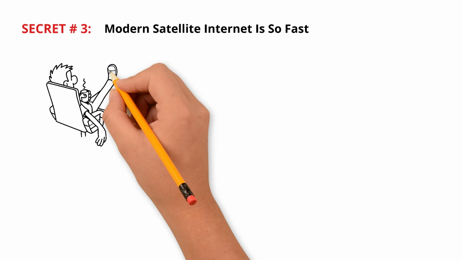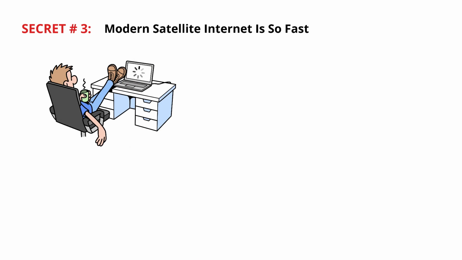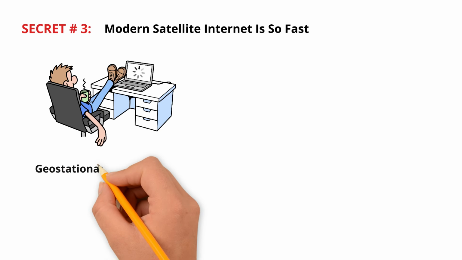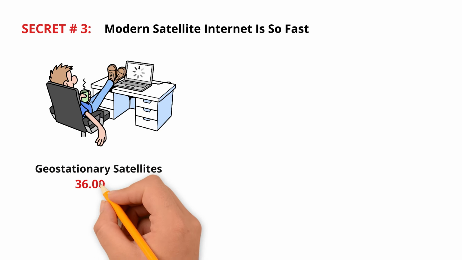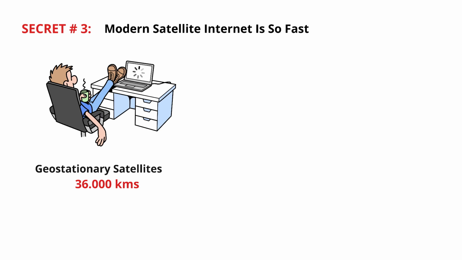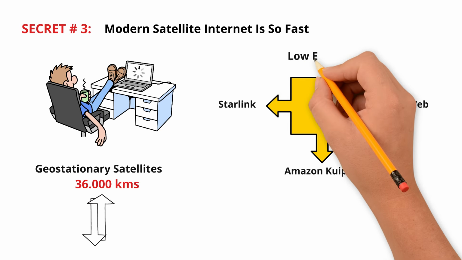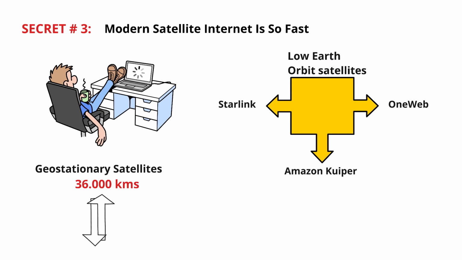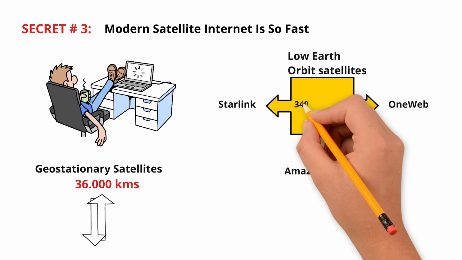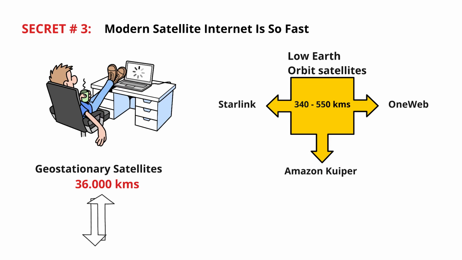Secret number 3. Modern satellite internet is so fast. You might remember some years ago when satellite internet used to be slow, with long delays. That's because older systems used geostationary satellites, orbiting 36,000 kilometers above Earth. Signals had to travel that distance up and down, causing huge lag. But now, companies like Starlink, OneWeb, and Amazon Kuiper are changing the game. They use low Earth orbit satellites, also called LEO, which orbit much closer, between 340 and 550 kilometers up. That's 98.47% less distance than before.